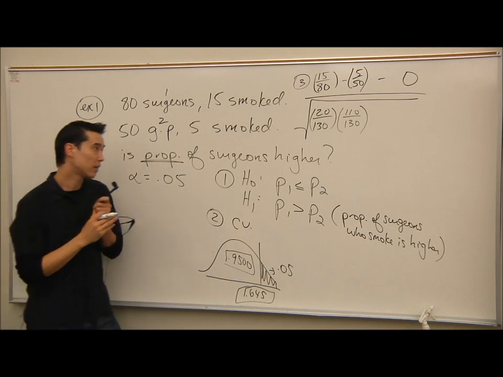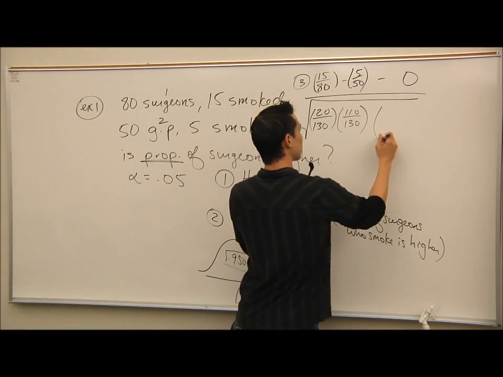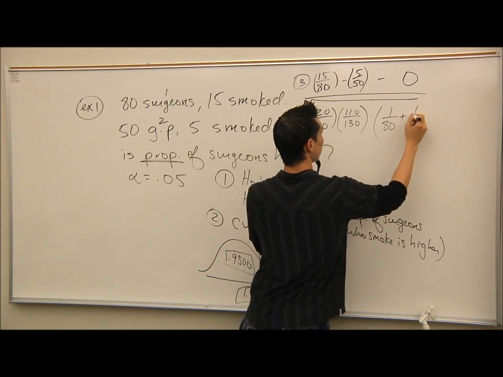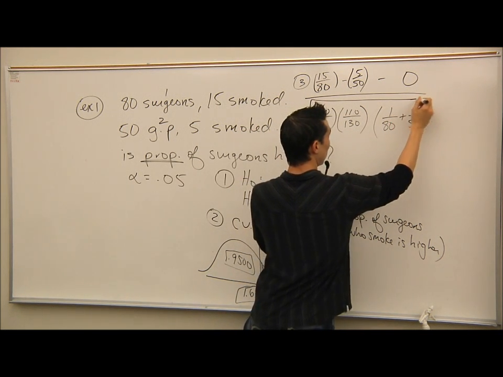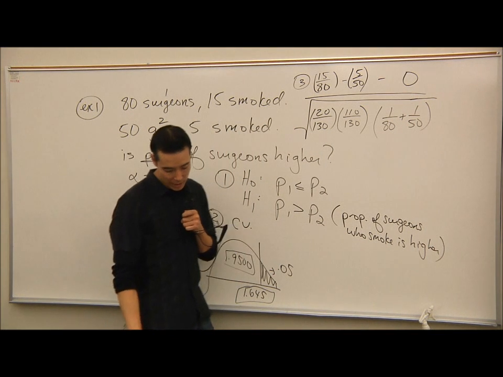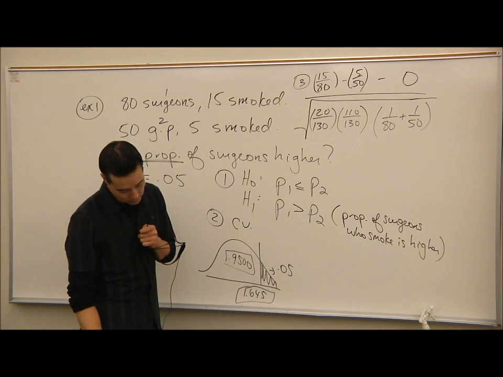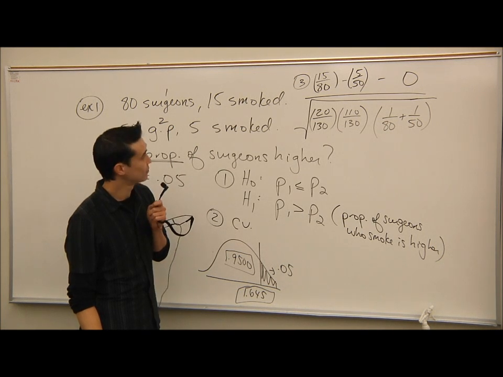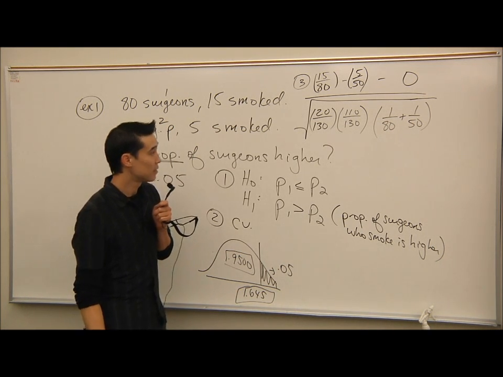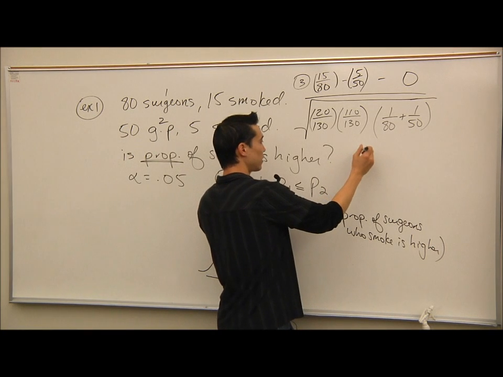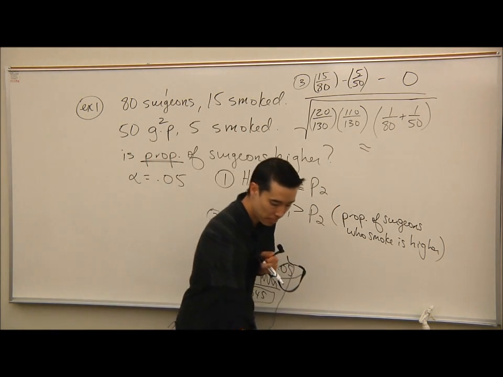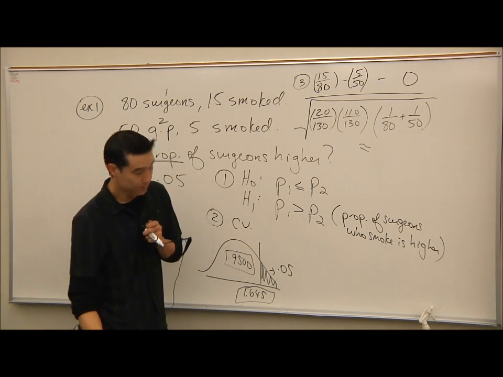And then finally, you have 1 over n1 plus 1 over n2, so 1 over 80 plus 1 over 50. And this is all underneath the square root, so please be extra careful that all of that is still underneath your square roots. Okay? So spend a couple of minutes using your calculator and figure out what that comes out to. Be super careful.